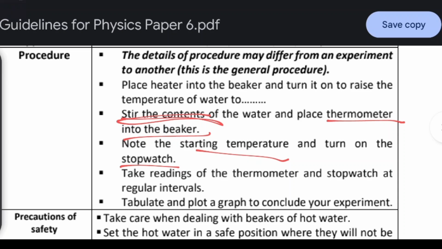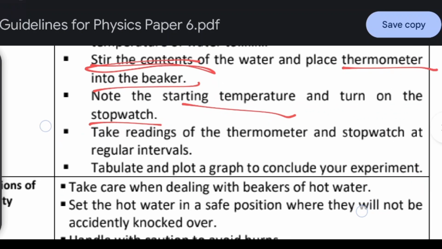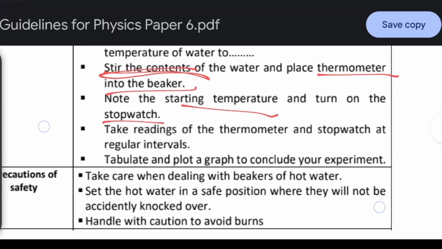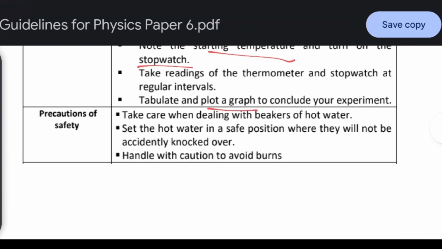You keep measuring the temperature after like 30 seconds, 40 seconds and so on. Regular intervals, mostly it's like 30, 60, 120, like that. Take readings of the thermometer at regular intervals. Tabulate and plot a graph to conclude your experiment. Conclude is always plot a graph.